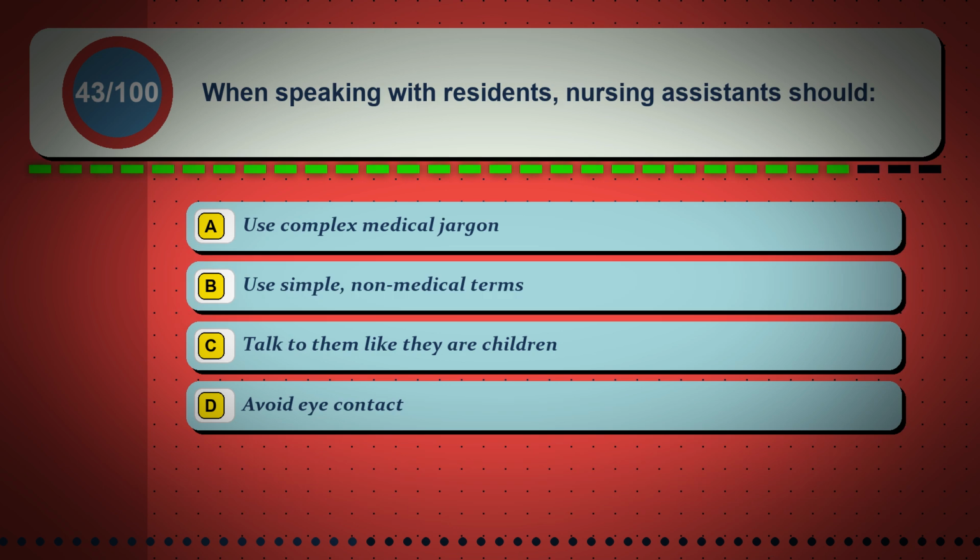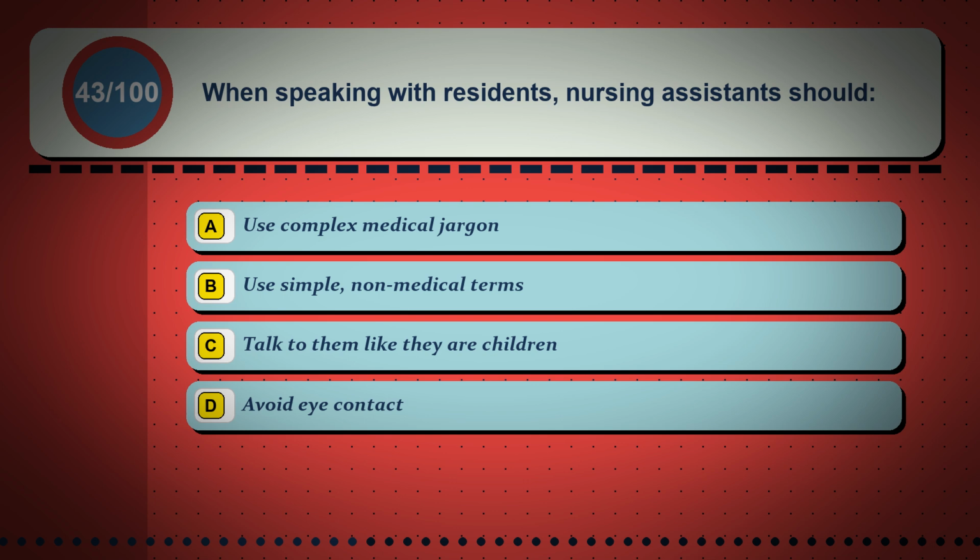Question 43. When speaking with residents, nursing assistants should: Option A. Use complex medical jargon. Option B. Use simple, non-medical terms. Option C. Talk to them like they are children. Option D. Avoid eye contact.